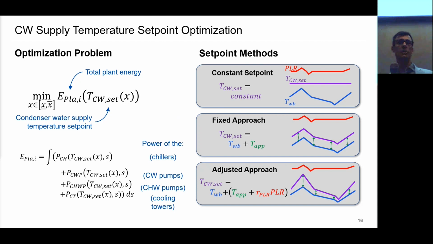The second formulation uses a fixed approach temperature, where we use the wet bulb temperature and then optimize the offset from this wet bulb temperature, and use the wet bulb temperature plus the approach temperature as the set point for the condenser water temperature. And the third approach is one level more of complexity, where we also have a correction for the part load ratio of the chilled water plant. We basically try to adjust that also depending on how much load we have on the chillers.